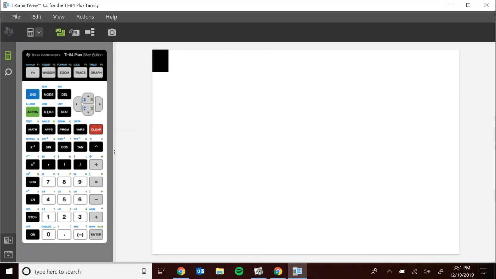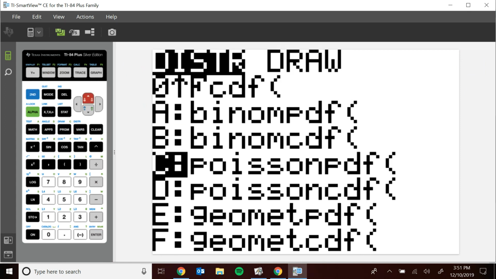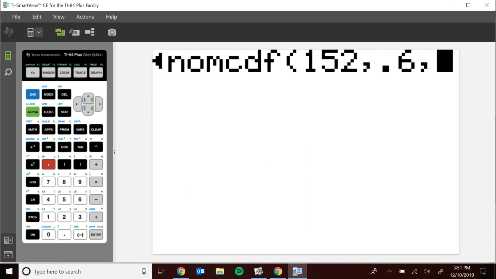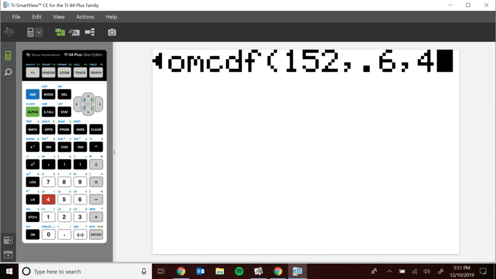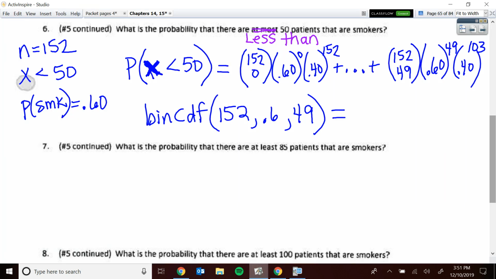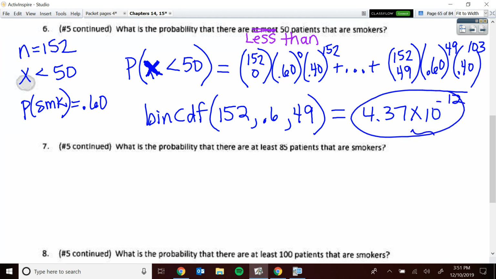Let's see. Binomial CDF of 152, 0.60, and 49. Yeah, see, 4.37. You have to pay attention. Look at the end of this line, times 10 to the negative 12ths. So 4.37 times 10 to the negative 12ths. And so that's basically a 0% chance that you're going to have less than 49.